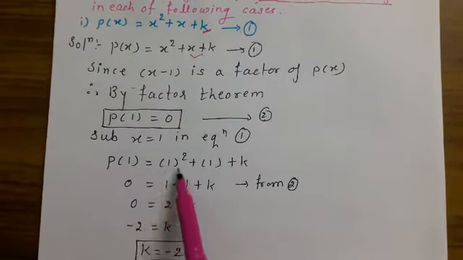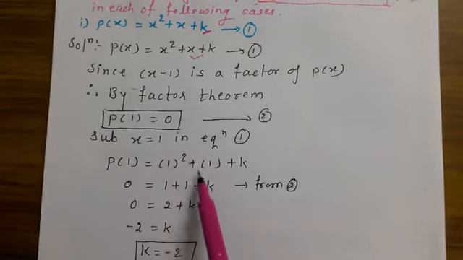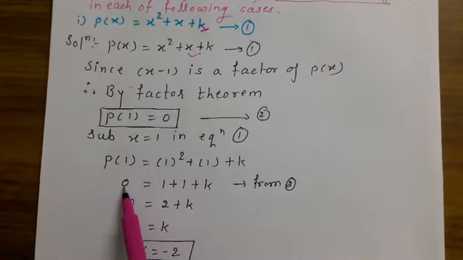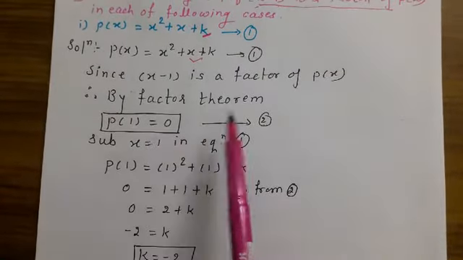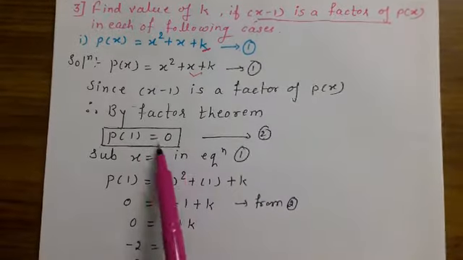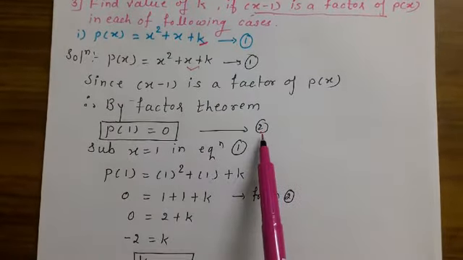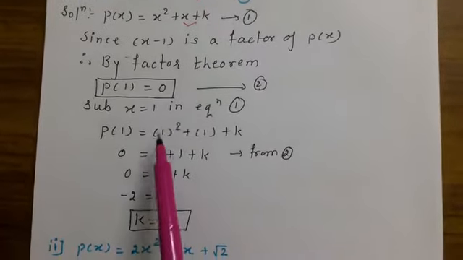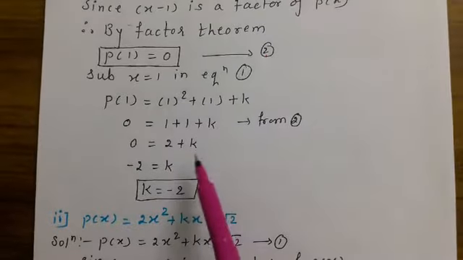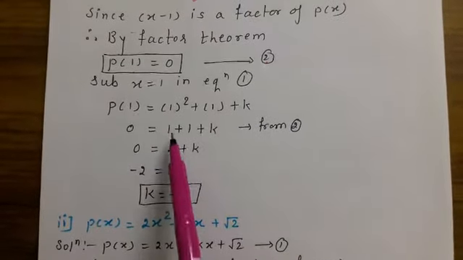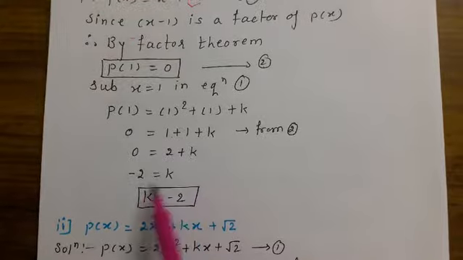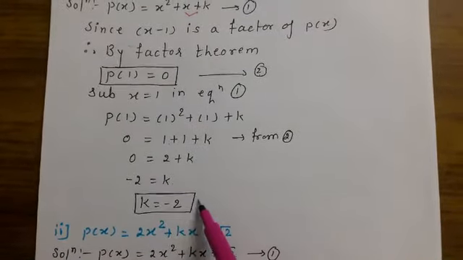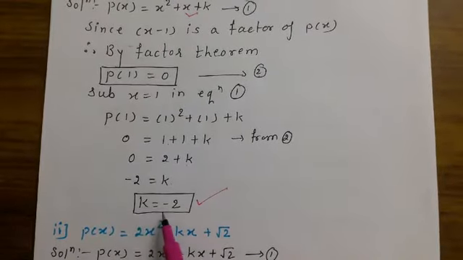P of 1 is equal to 1 square, because x square is there, plus x value 1, plus k. And why did I write 0 here? Because x minus 1 is a factor of P of x. That's why P of 1 is equal to 0, by the factor theorem, which we called equation 2. And 1 square is 1. So 1 plus 1 plus k, which is 0, is equal to 2 plus k. So k is equal to, if we shift it, minus 2. So the value of k we got is minus 2.